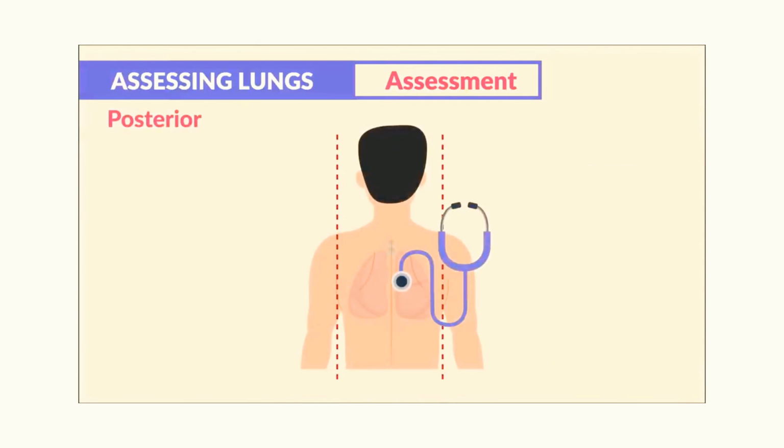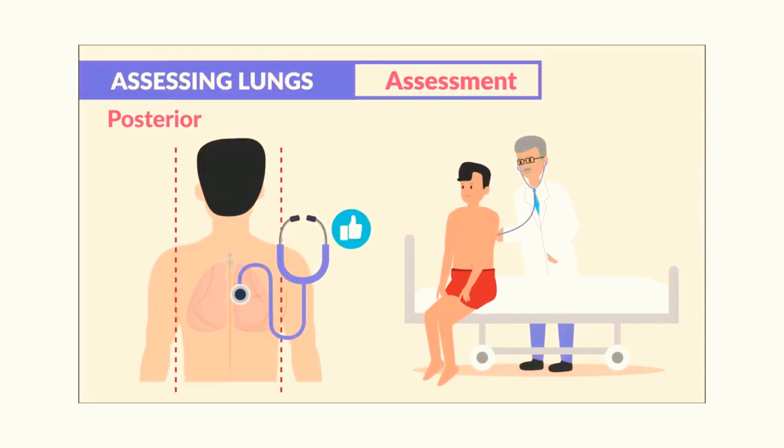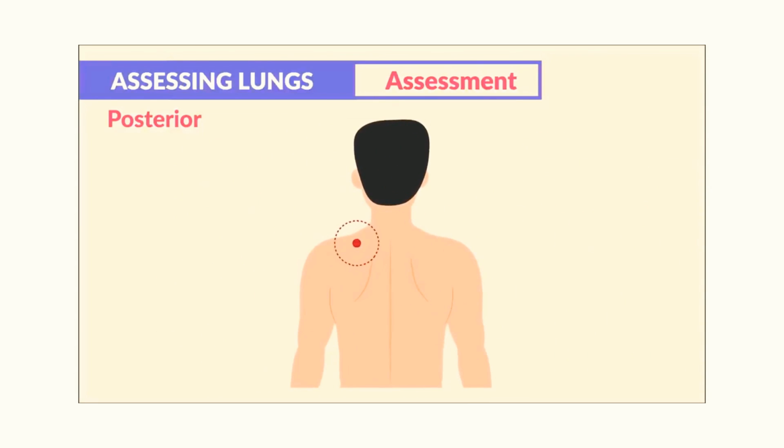Posterior assessment: in order to get a good clean listen without muffling, have the client lean forward with their hands in their lap to separate the shoulder blades. Start in the same way. Start by listening at the top, then the opposite side to compare, and then down, listen again, over and compare. So on and so forth, working your way down.